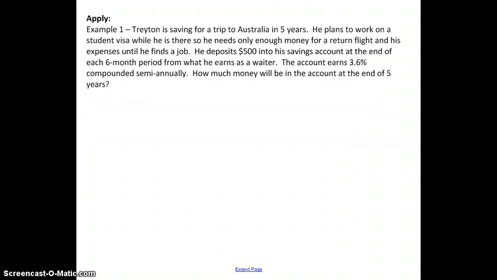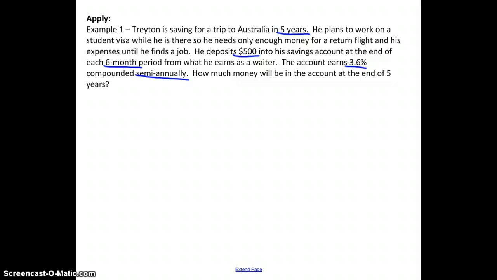Example 1. Trayton is saving for a trip to Australia in 5 years. So time is 5 years. He plans to work on a student visa while he's there, so he only needs enough money for a return flight and his expenses until he finds a job. He deposits $500 into a savings account at the end of each 6-month period, he earns as a waiter. The account earns 3.6% semi-annually, so notice that the 6-month period is when he deposits and semi-annually, so they're the same. How much money will be in the account at the end of 5 years?